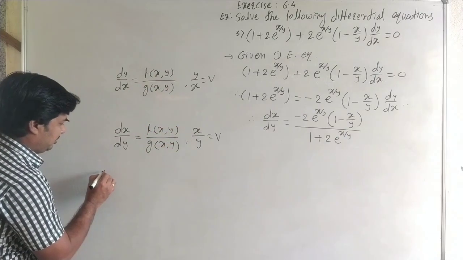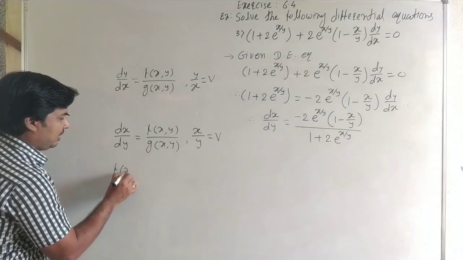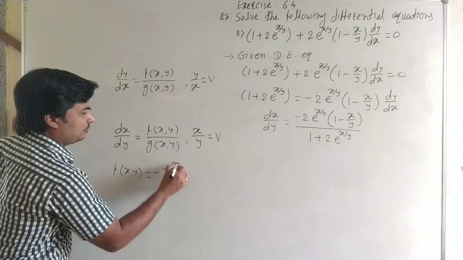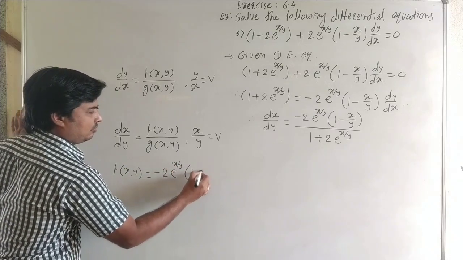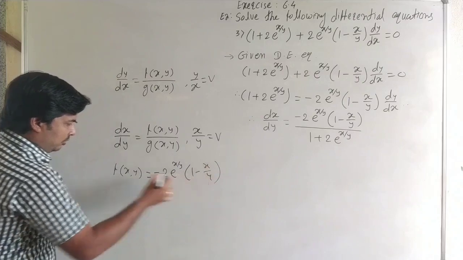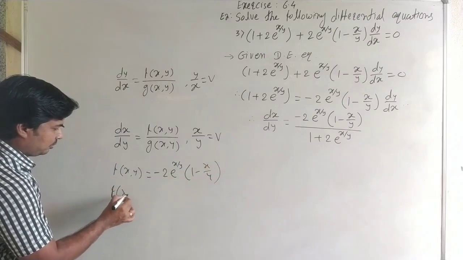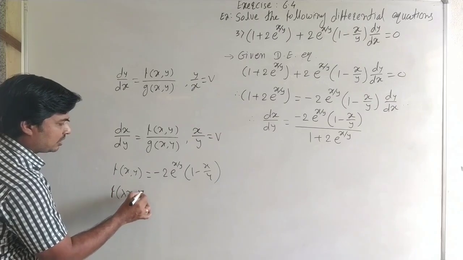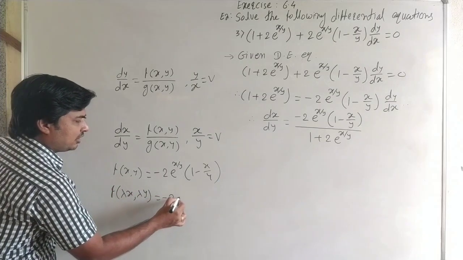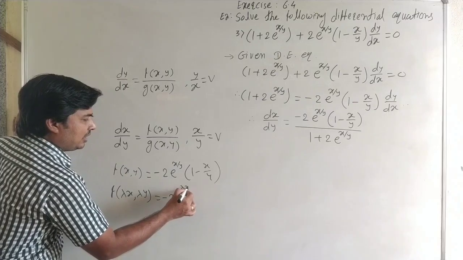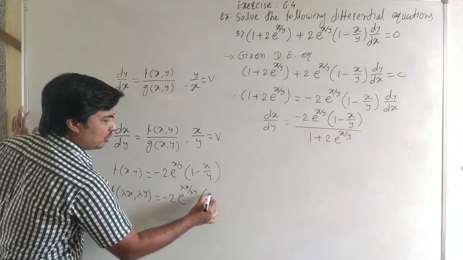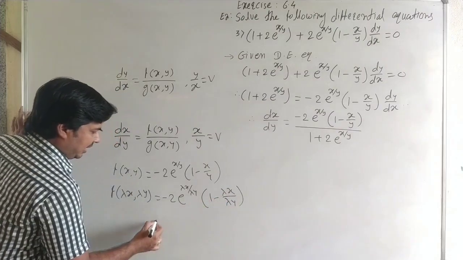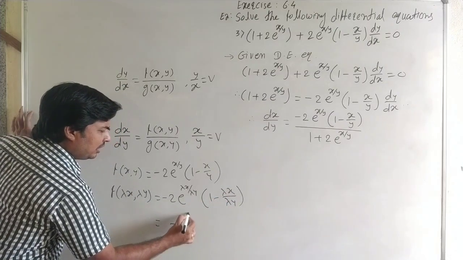See carefully, in the numerator f of x comma y is minus 2 into e raised to x by y into 1 minus x by y. Here we check whether it is homogeneous or not. Put x replaced by lambda x and y replaced by lambda y. Then we get minus 2 e to the power lambda x upon lambda y into 1 minus lambda x upon lambda y, and it will be minus 2 into e raised to x by y.